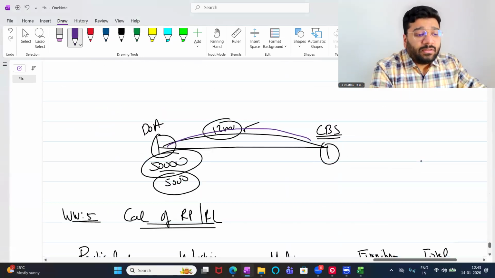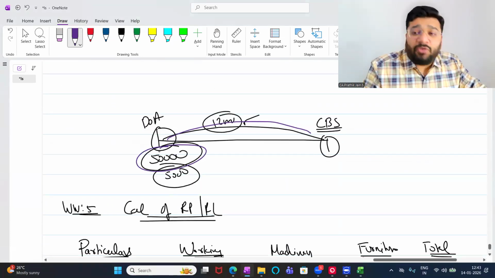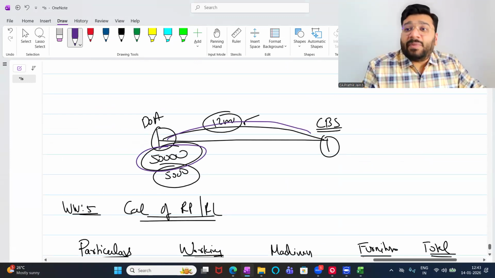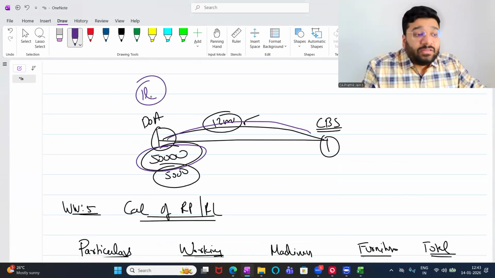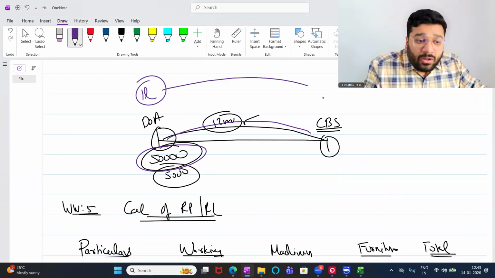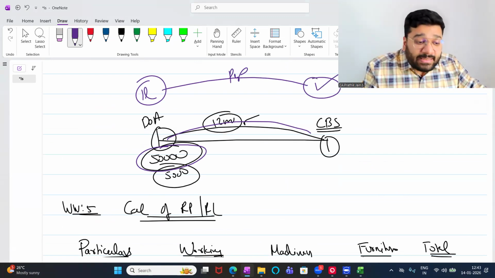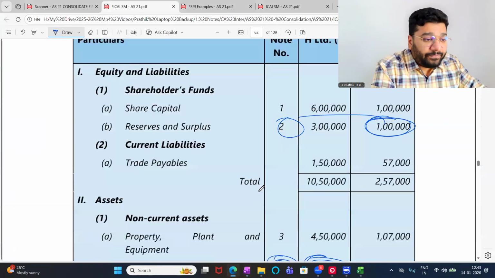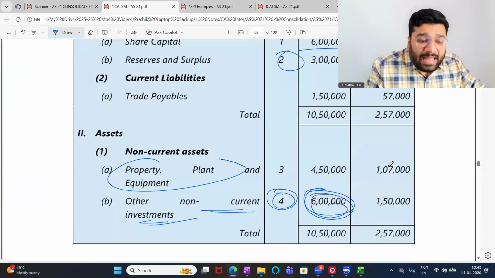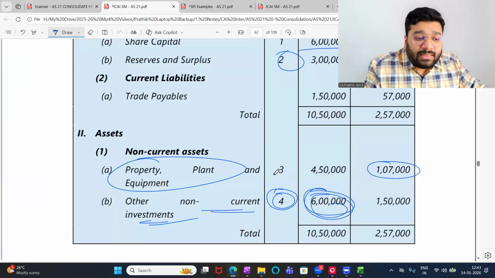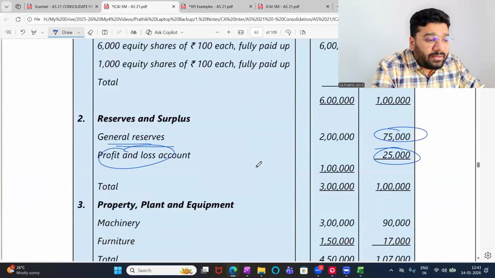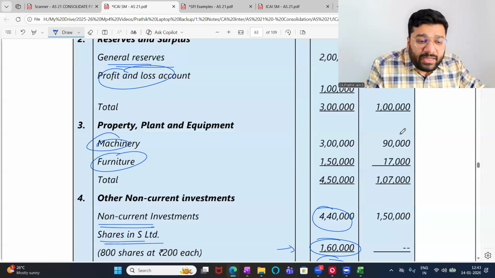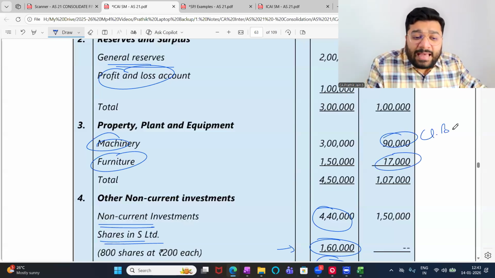Why? Because this 50,000 you have increased today only. Before the increment, what is the value of the machinery? 1 lakh. This 1 lakh was used throughout the year, depreciation was charged throughout the year, and we have given the closing balance here. Where is the closing balance given? If you come back to the question, property, plant, equipment, 1,07,000. This 1,07,000 comprises note number 3, which is machinery and furniture. This is the closing balance as on 31st March 2001, is it? Closing date. What is the beginning date?